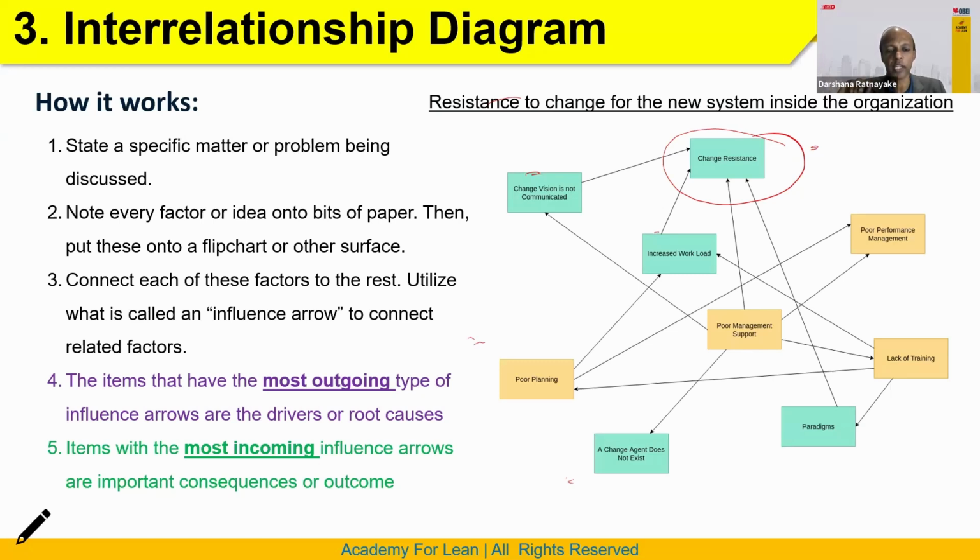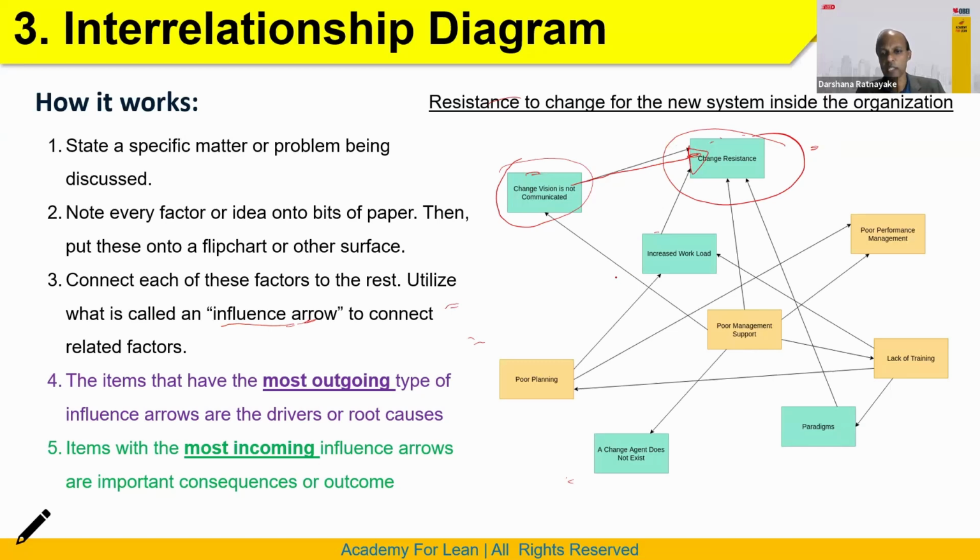This arrow we call an influence arrow. These are some technical words: influence arrow, see? It connects each relationship. Okay, let's say now our problem is change resistance. We hope we will not face change resistance. You can ask what the causes can be. Then one person says it's because our change vision is not communicated to the people. That is why change resistance can happen.